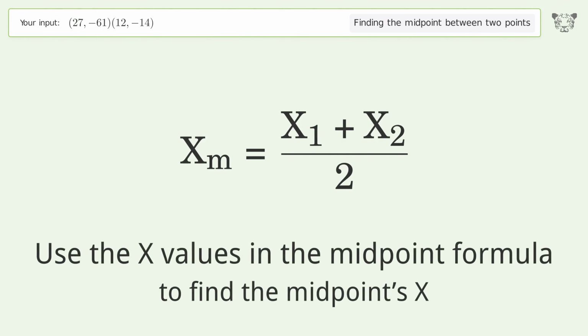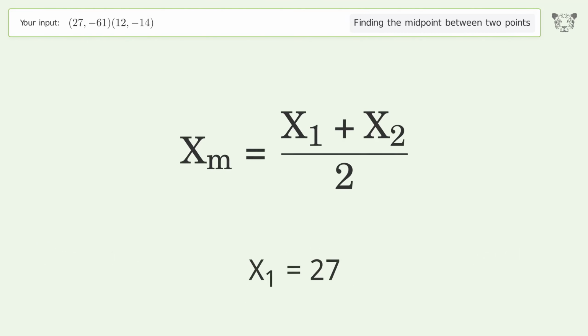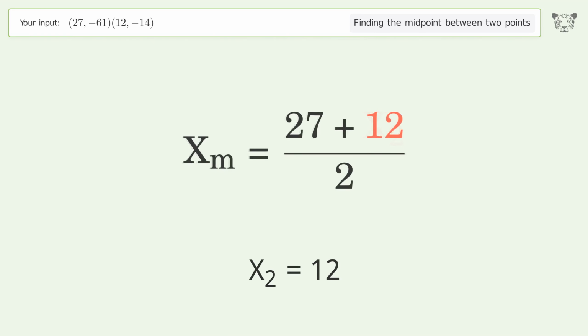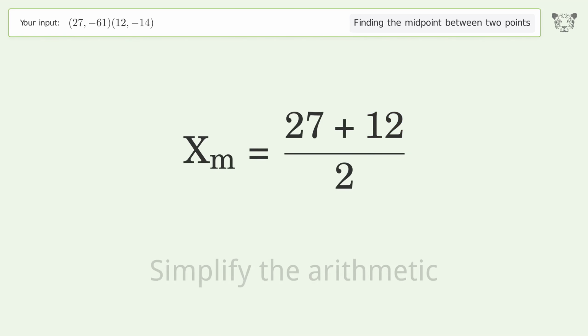Use the x values in the midpoint formula to find the midpoint's x. x1 equals 27. x2 equals 12. Simplify the arithmetic.